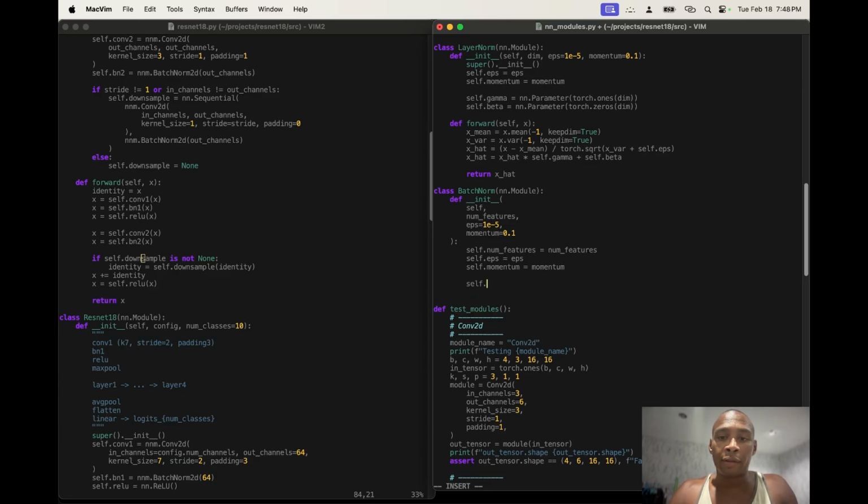So self dot, what am I going to track here? Right, so this is this batch norm. The learnable parameters are going to be a scale and a shift. The fancy name is an affine transform, but it's just multiplying a variable by a matrix and then adding a bias.